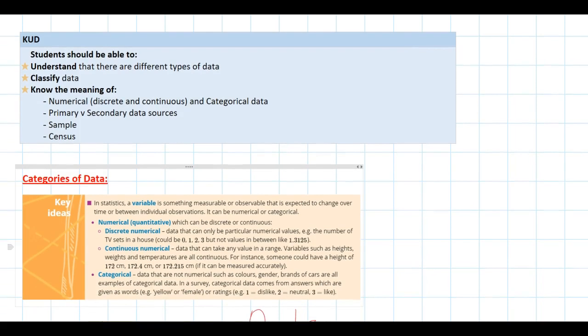So the KUDs, what you need to understand, know, and do are the following. So you need to understand that there are different types of data, so make sure you're writing this down. You will also be able to classify data, and you've got to know the meaning of the following four things. So you need to make sure you know the meaning of numerical and categorical data, primary and secondary data sources. You also need to make sure you know the meaning of sample and census. So at the end of the video, come back and make sure you can answer all of those learning goals.